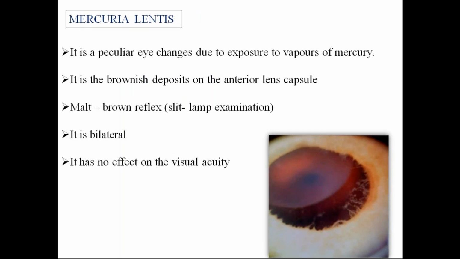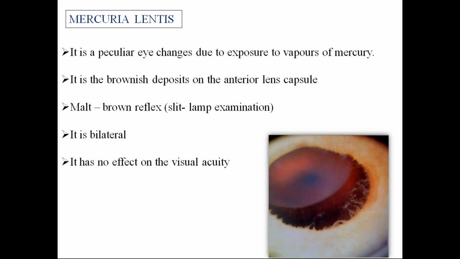Mercurial lentis. As the name suggests, lentis means lens. So it is a peculiar eye change due to exposure to vapors of mercury, with brownish deposits on the anterior lens capsule. A slit lamp examination by the ophthalmologist can show this malt brown reflex, a brownish reflection of the eye. These brown deposits are seen in the anterior lens capsule bilaterally.